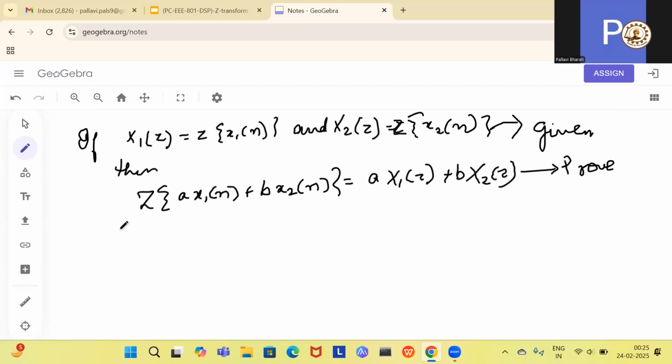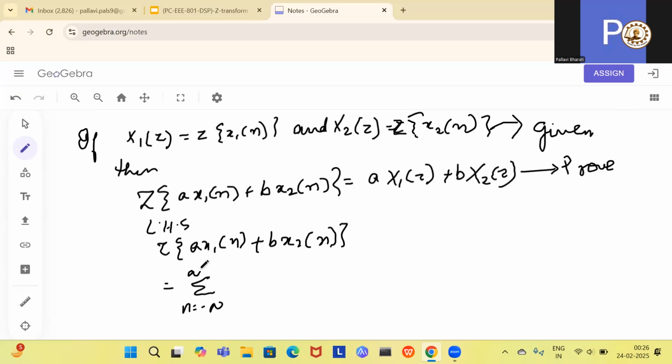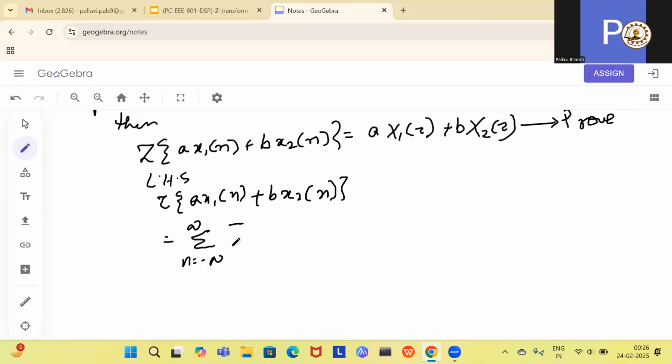So let's go ahead. Now see this part, the full thing from here. We will start from the left-hand side. The left-hand side is given to us: Z transform of A x1 n plus B x2 n. So what can we write this? By the formula for the Z transform, we can write it as the sum from n equals minus infinity to infinity of A x1 n plus B x2 n, inside a bracket, times z to the power minus n. Now just multiply this z to the power minus n to both these terms.